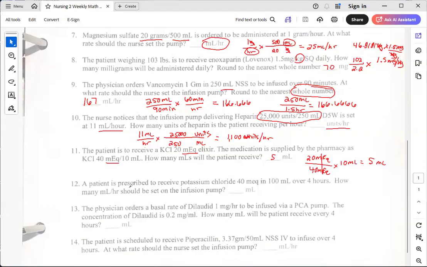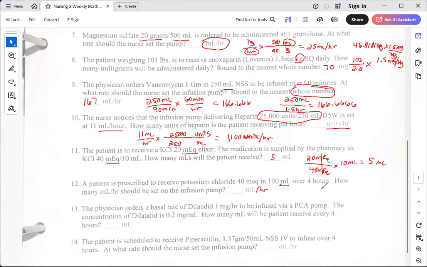All right, number 12. Patient is prescribed to receive potassium chloride, 40 milliequivalents. Sounds familiar. In 100 milliliters over 4 hours. How many milliliters should we set the infusion pump to? And this should say ml per hour. So here's the thing. They're giving us the strength, 40 milliequivalents in 100 milliliters, but it's also telling us over 4 hours.